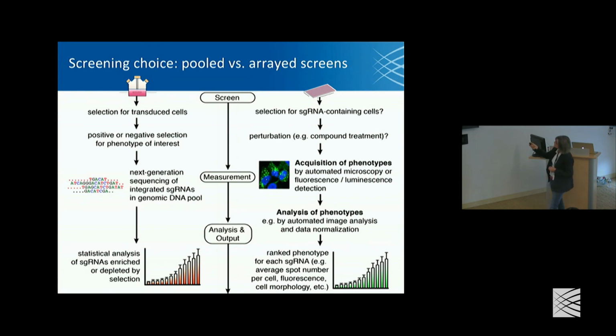On the other hand, in the array screen, you may or may not apply selection, depending on the MOI. Usually it's a very high MOI, so you don't need that. Then you can apply a perturbation, which can be a drug treatment or anything else. A few days later, you acquire your phenotype, and the analysis allows you to rank the phenotype of every perturbation.